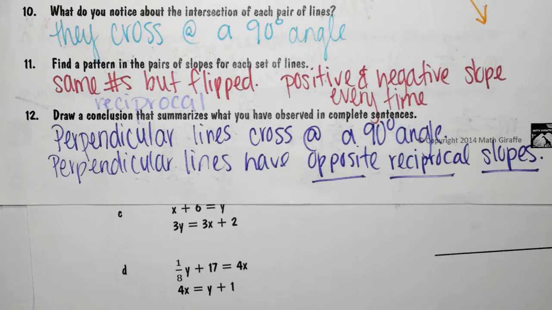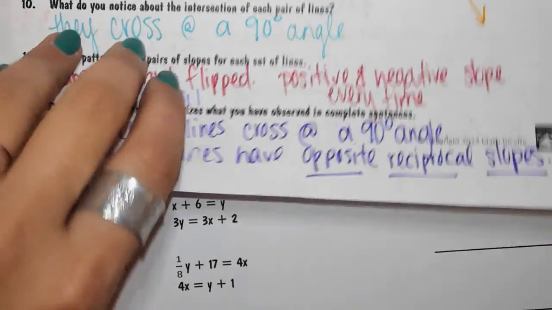All right, are we ready for the next page? Opposite reciprocal slopes, every time. So parallel lines have what kind of slope? Parallel lines have the same slope. Perpendicular lines have opposite reciprocal slopes. We have to use that every time.